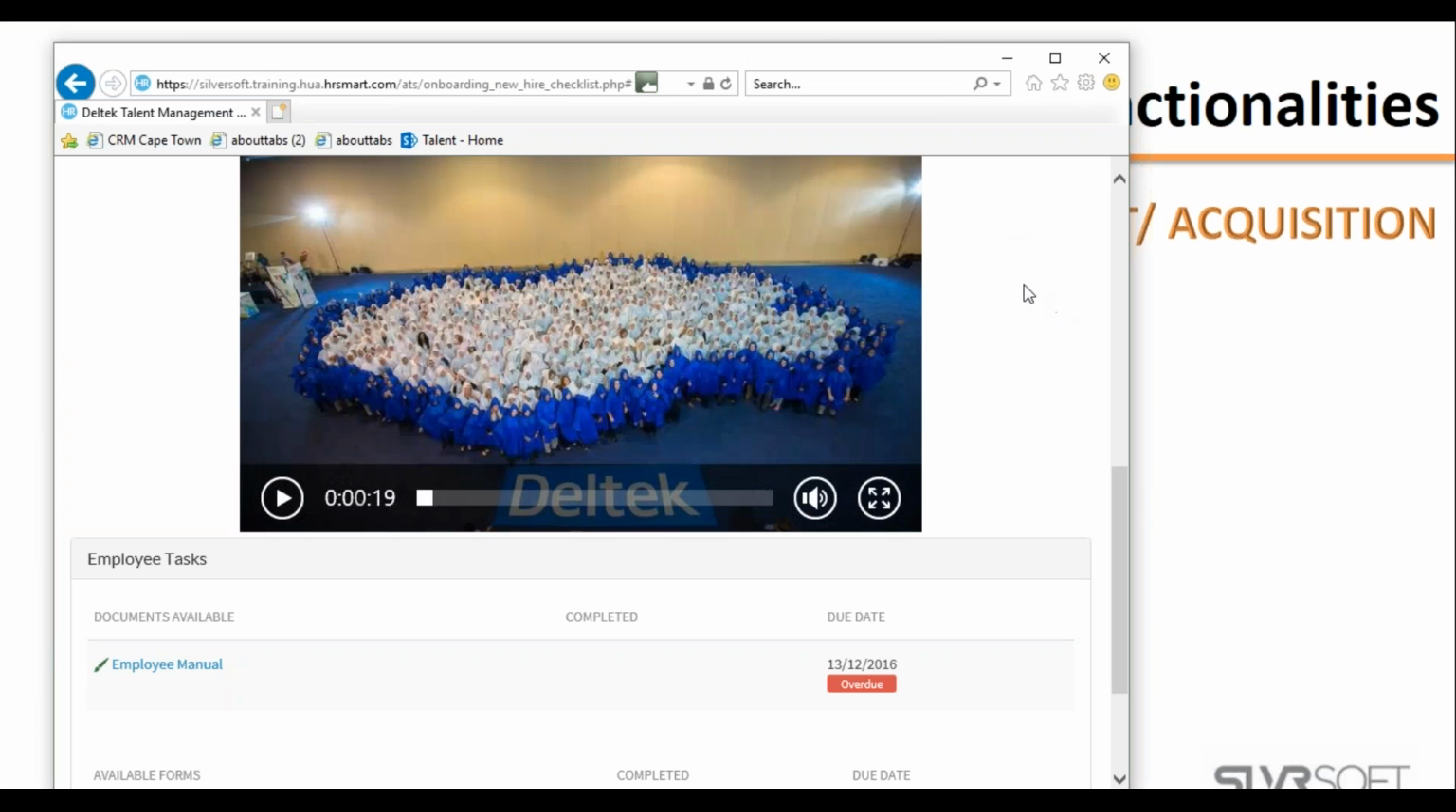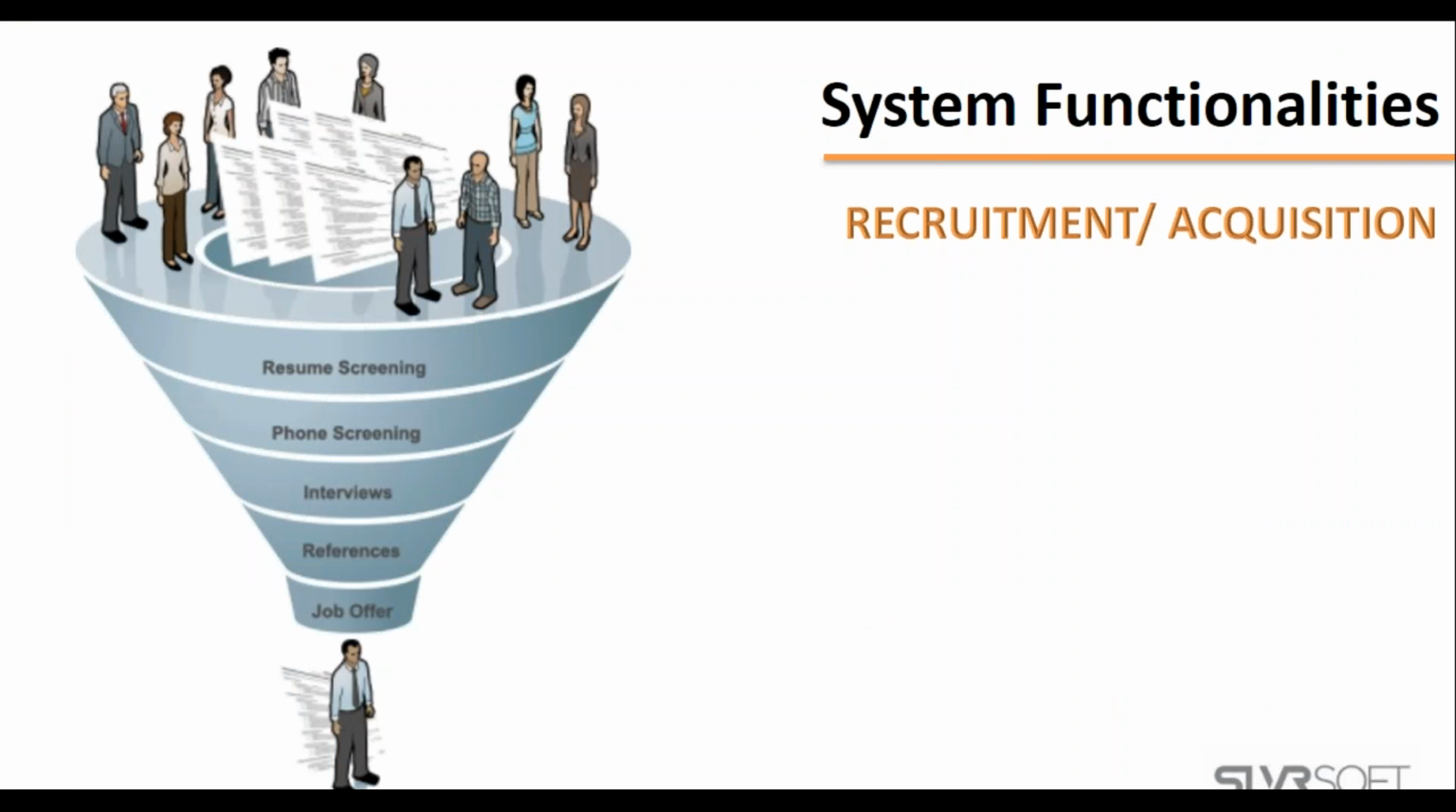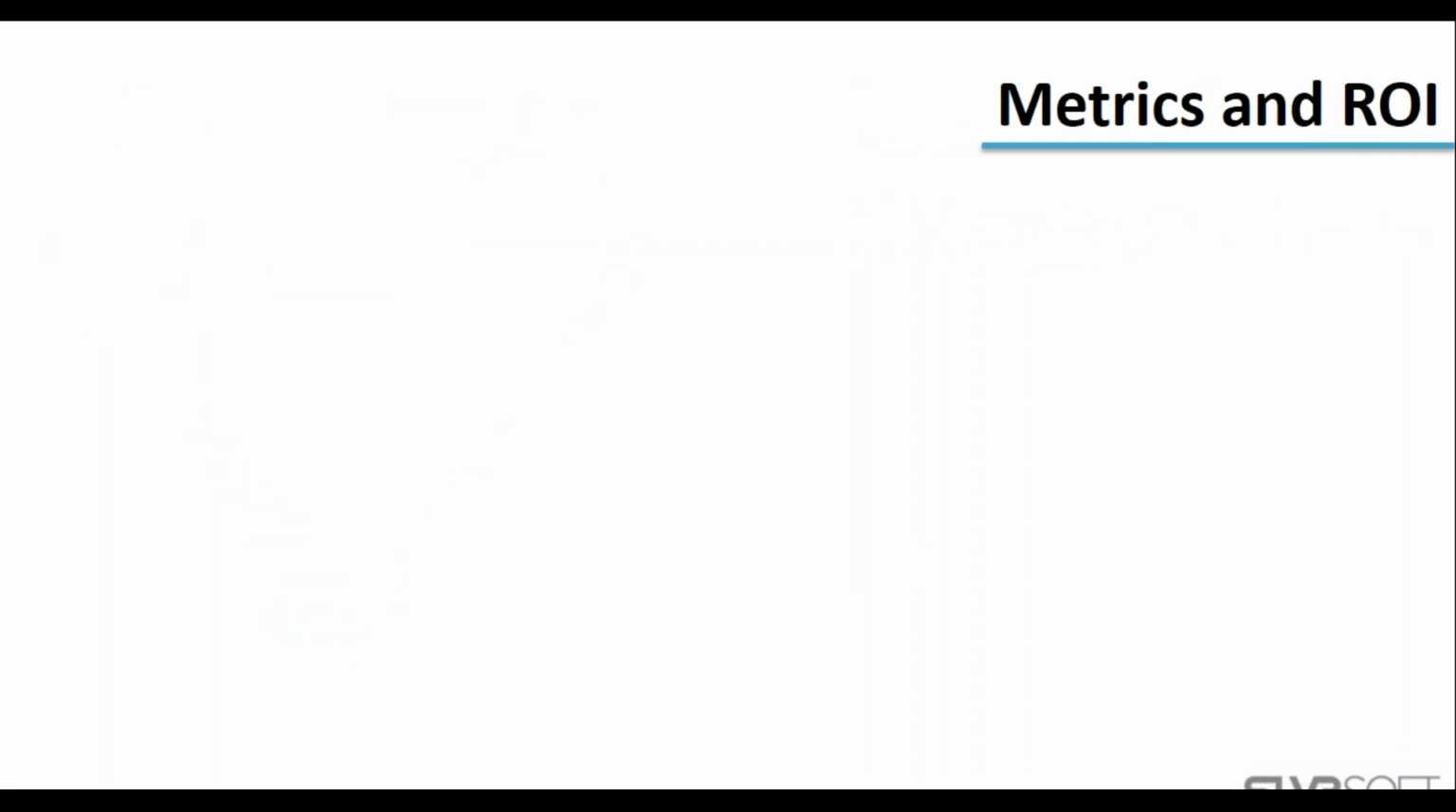So now I'm going to move back into the presentation. I'm hoping that after that you get an idea of what these applicant tracking systems are capable of doing. What we're going to go into now is to say, okay, that's great, but what are the metrics that we can expect? So you get what we call metrics and ROI.